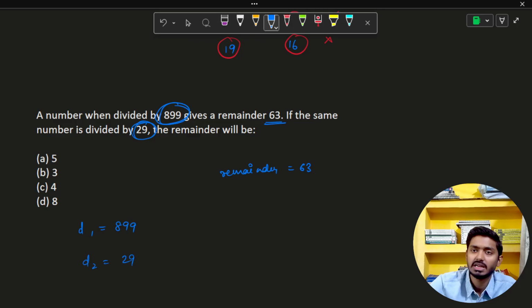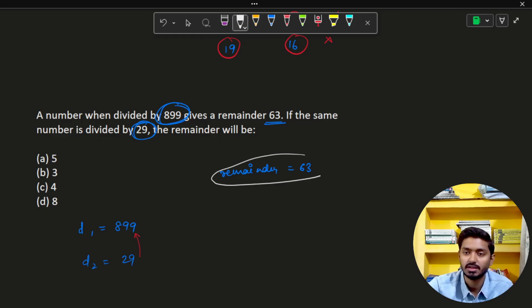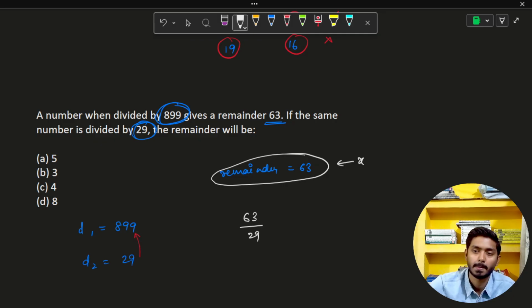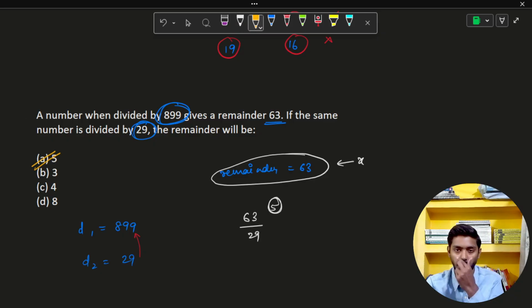As we can very clearly see that 899 is a multiple of 29. We'll assume the remainder itself to be the number, let the number be x. We are asked to divide x by 29, that is 63 by 29. That gives us a remainder of 58, that is 5. Option A is the right option.